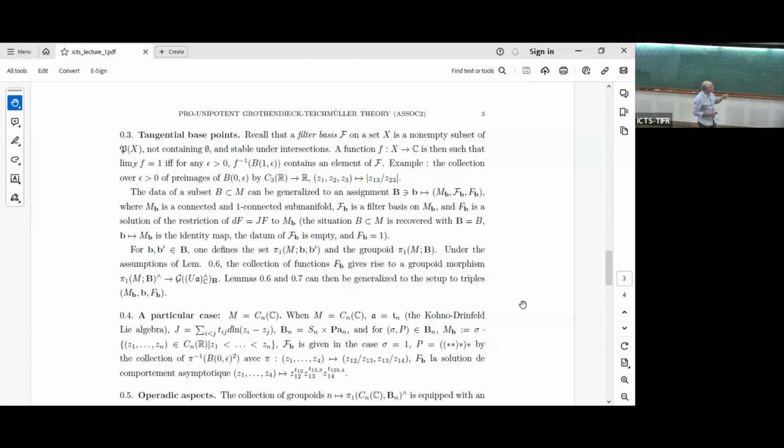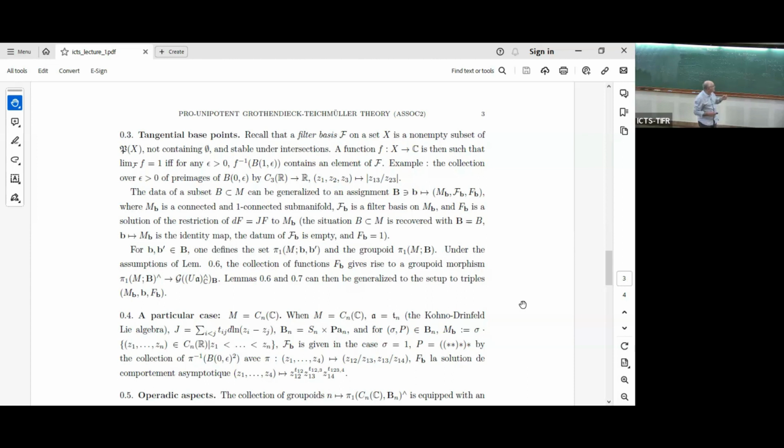And then in that situation, these lemmas can be generalized. If you get a connection with the correct properties, then you can generalize these lemmas to this setup, and then you get isomorphisms. So when you pass to the multi-self completion, this is going to give you an isomorphism. And here is the particular case that we examine.